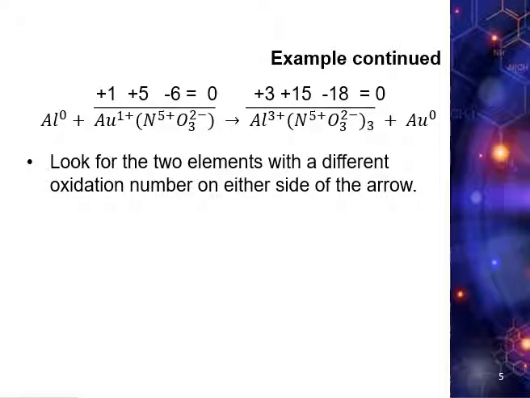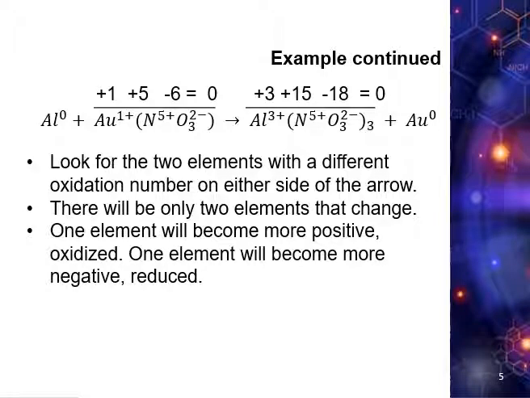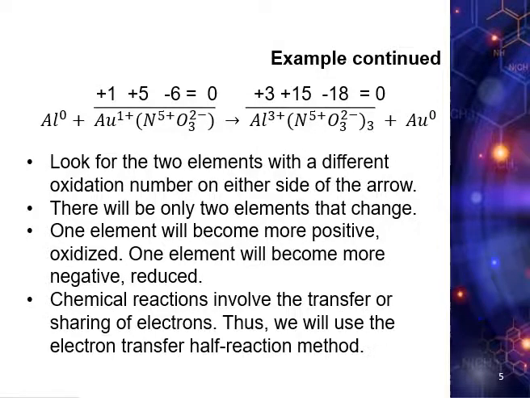Look for the 2 elements with a different oxidation number on either side of the arrow. There will be only 2 elements that change. If you have more than 2, you've done something wrong. Go back and look at your oxidation numbers. One element will become more positive, oxidized. One element will become more negative, reduced. Chemical reactions involve the transfer or sharing of electrons. Thus, the method we will use is the electron transfer half reaction method.